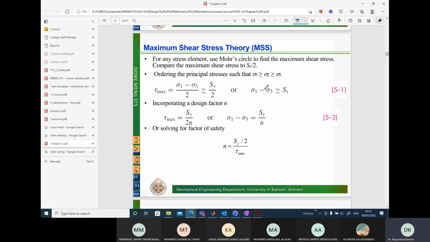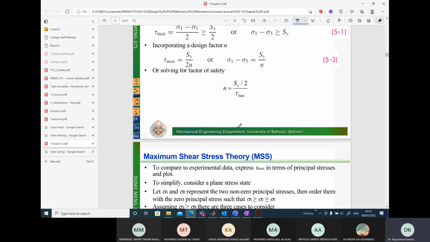We can incorporate a factor of safety here if required, and in that case we divide by n, the factor of safety, to ensure that failure doesn't take place and the stresses don't go near the limits. In other words, factor of safety n can be calculated as SSY in the numerator, which is equal to Sy over 2, over tau max. This is how you calculate the factor of safety according to the maximum shear stress theory.